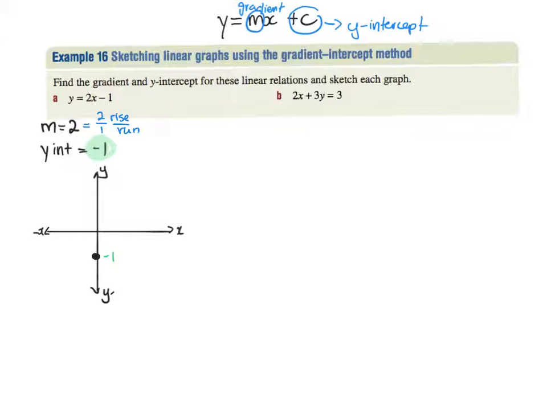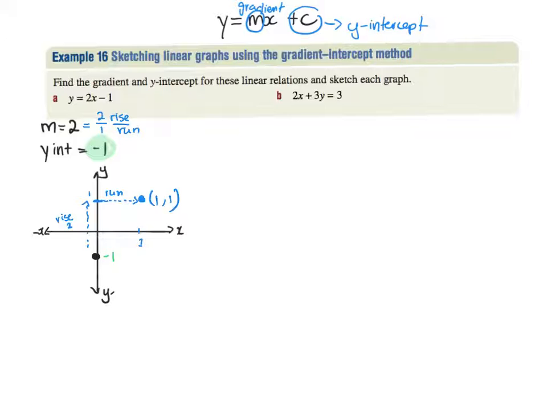And what you do is you go from your -1 and you go up a rise of 2. So if I went up a rise of 2, where would I be sitting? Good, on +1. And then from there, I'm going to run over 1. So I've gone 1 over. So what would the coordinate of that point be? It would be 1 and 1. Does that make sense?